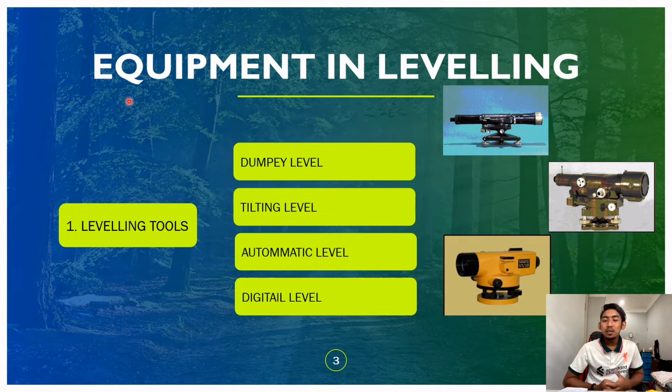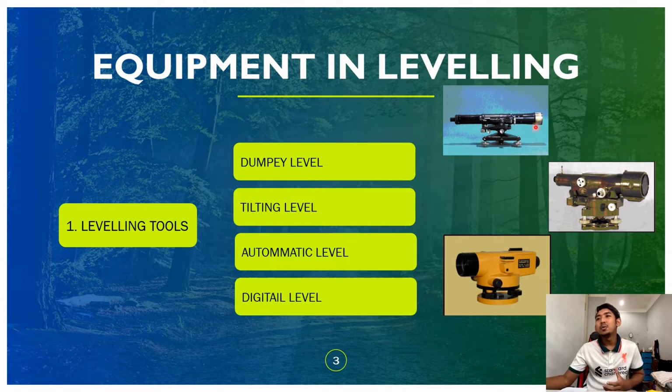So I start to present my slide, equipment in leveling. First, we have leveling tools. There are 4 types of leveling tools. First, dumpy level. Second, tilting level. Third, automatic level. And the last one, digital level. Dumpy level is the easiest of the leveling tools. It is built with a bubble on the telescope. To get an accurate measurement, we need to confirm that the bubble is centered with the head of collimation.